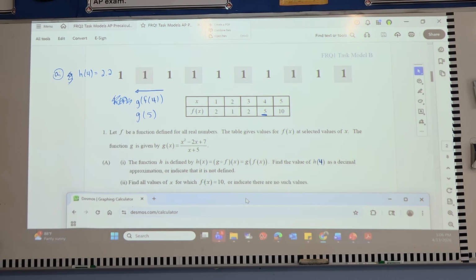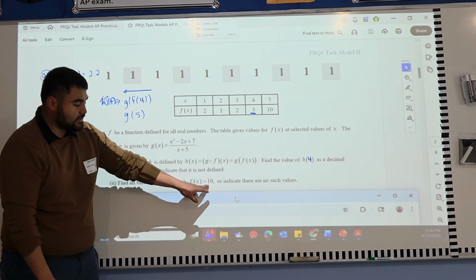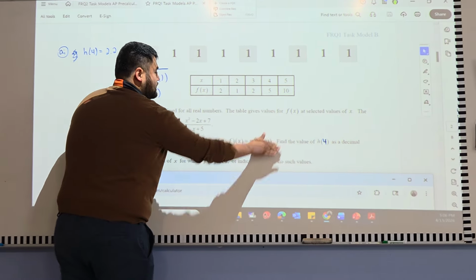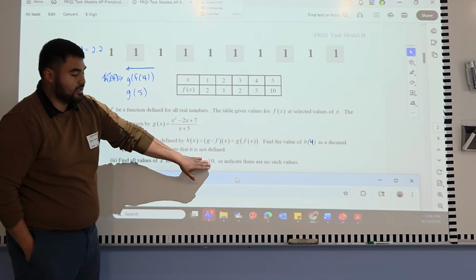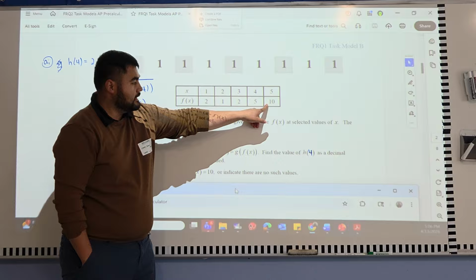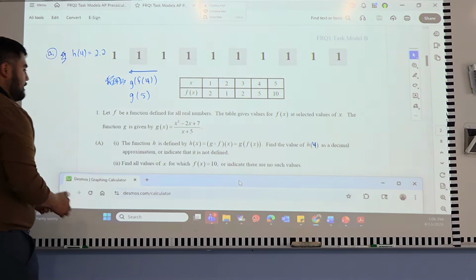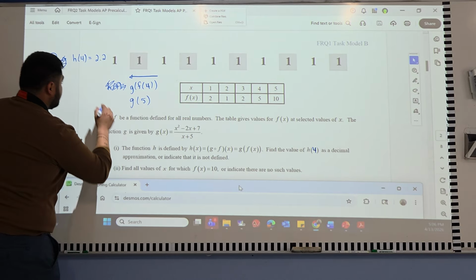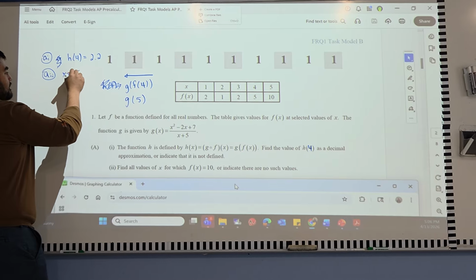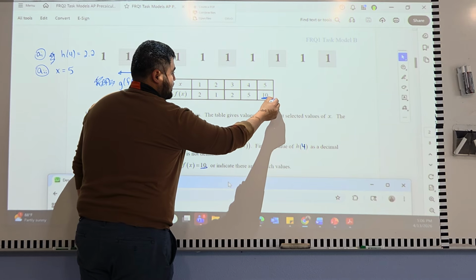Now for A2, it's asking find all the values of x for which f of x equals 10. So f of x means y. This is your output given. So you're going to focus on function f, go to your output. Your output is 10, and we want the input. Now it's backwards. So my answer is 5. A2, x equals 5. Because you're given this, which is this, you get this.